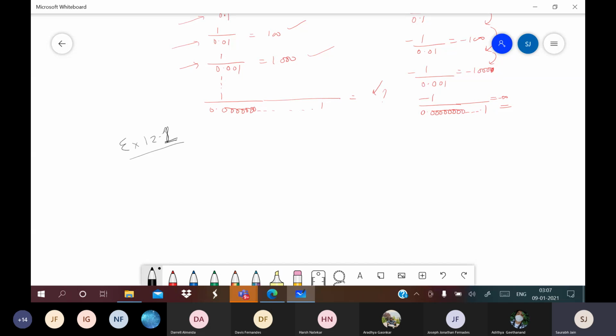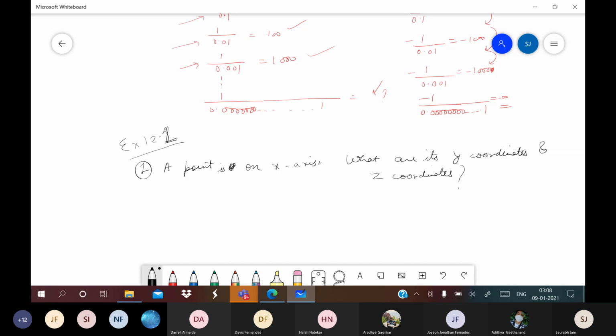In exercise 12.1, they have given the first question like this: a point is on x-axis. What are its y and z coordinates? What will be your answer? This is the first question. Yes, who will answer? So y and z will be equal to 0.